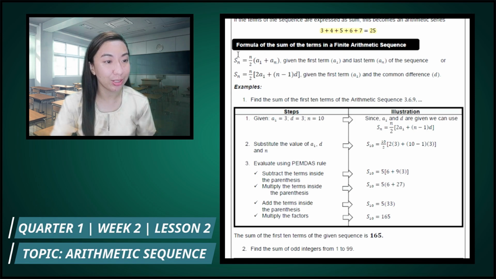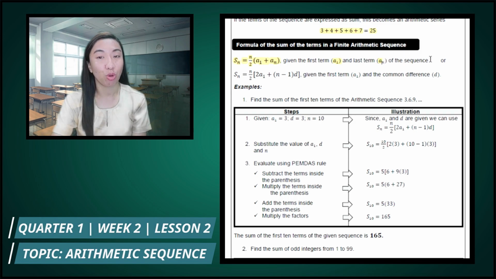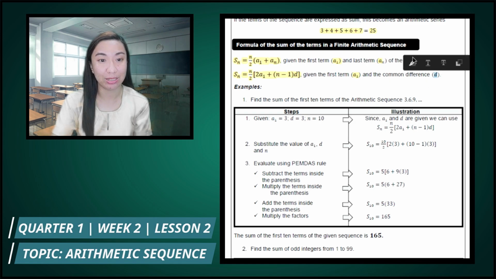Okay? Now, the first formula presented is S sub n is equal to n over 2 times the quantity of a sub 1 plus a sub n, given the first term which is a sub 1 and the last term which is a sub n of the given sequence. Or we can also use the second formula, okay, in the form of S sub n is equal to n over 2 times the quantity of 2 times a sub 1 plus the quantity of n minus 1 times d. The given is the first term and the common difference.